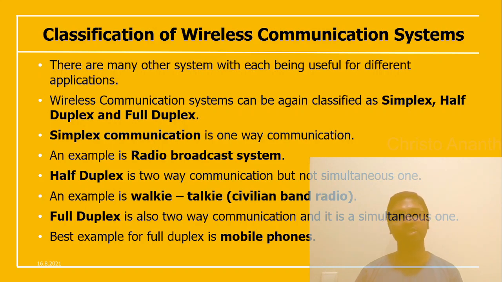Half duplex is two-way communication, but not simultaneous. For example, I speak, then you listen, then you speak, I listen. Examples are walkie-talkies, like the police have, and civilian band radio. Full duplex is two-way communication that is also simultaneous. For example, on a mobile phone, I speak and immediately you also speak. That is the application of full duplex communication.